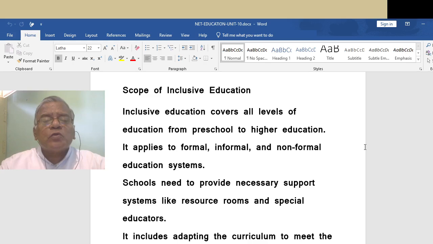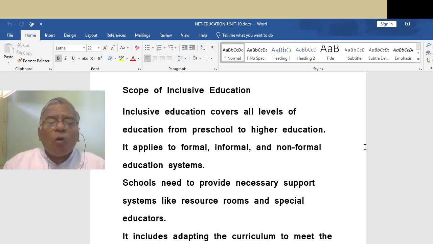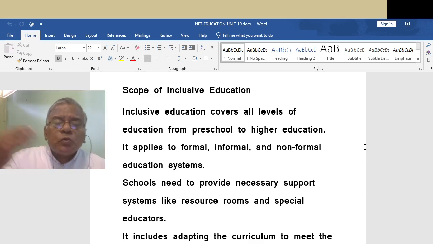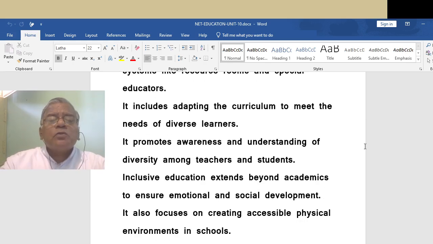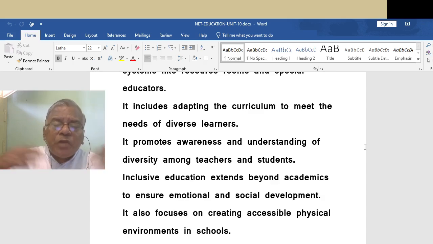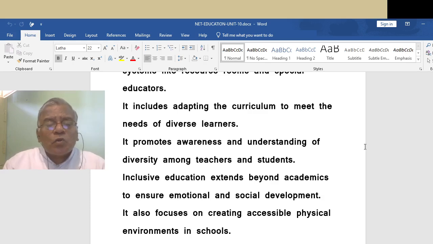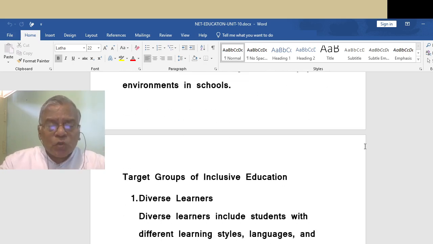What is the scope of inclusive education? Inclusive education covers all levels of education from preschool to higher education. It applies to formal, informal and non-formal education systems. Schools need to provide necessary support systems like resource rooms and special educators. It includes adapting the curriculum to meet the needs of diverse learners. It promotes awareness and understanding of diversity among teachers and students. Inclusive education extends beyond academics to ensure emotional and social development. It also focuses on creating accessible physical environments in schools.